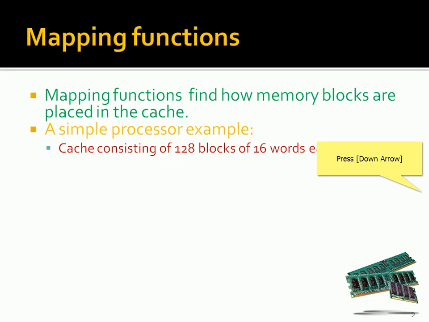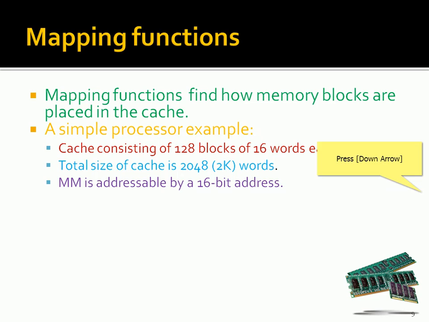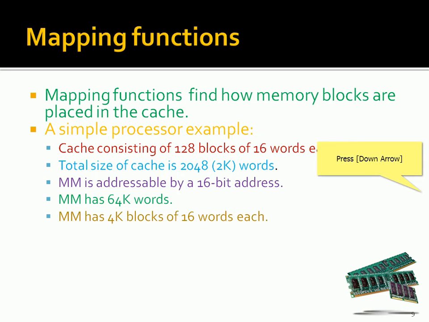So the cache consists of 128 blocks of 16 words each. Size of the cache is 2048, 2K words. The main memory is addressable by a 16-bit address, so that is 64 kilowords; 2 power 16 is 64K. The main memory has 4K blocks of 16 words each. So the 64K memory you can construct with the help of the 4K blocks of 16 words.